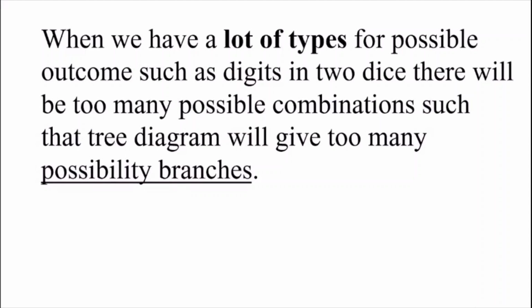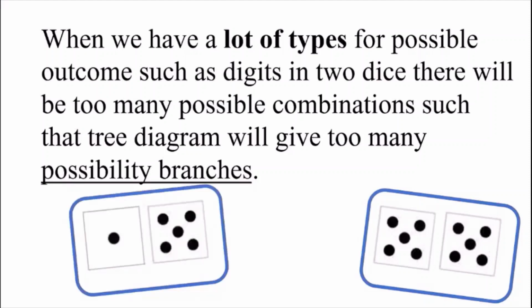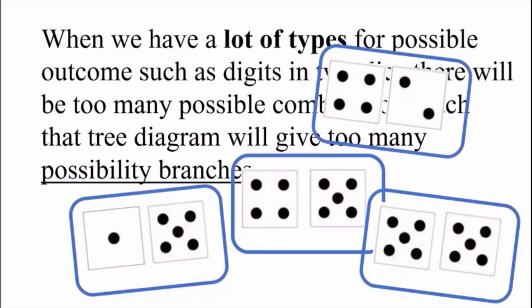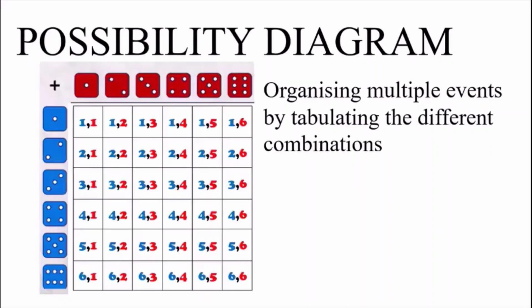When we have a lot of types of possible outcomes, such as digits on 2 dice, there will be too many possible combinations, such that a tree diagram will give too many possibility branches. This is where the possibility diagram helps, by organizing multiple events by tabulating the different combinations.